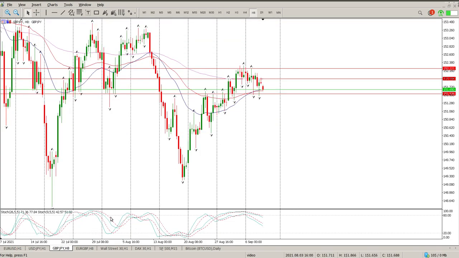Okay, British pound, Japanese yen. Lots of tails this week, and you can see we're trying to defend the 155. Pretty much failed going into the close yesterday, and then we've come back to test the moving averages. Got a cross over the moving averages, and at the same time oscillators are easing off.